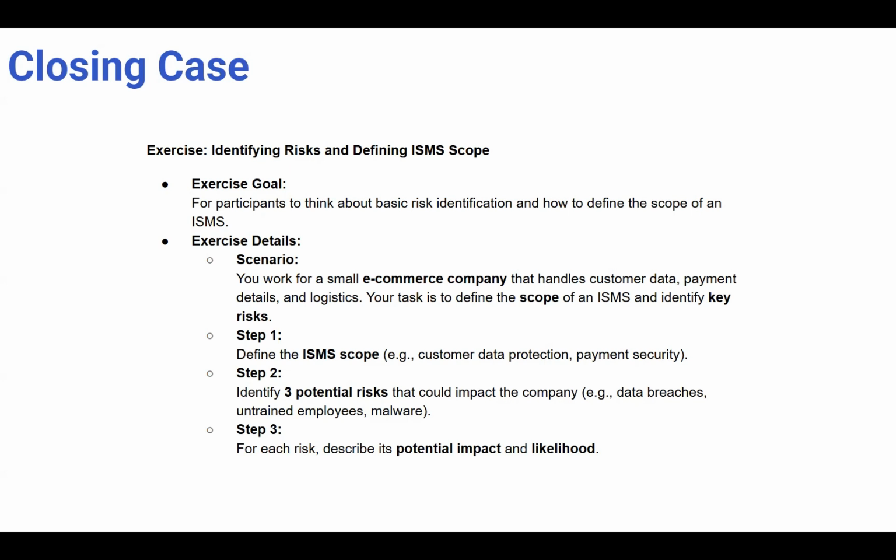So you work for a small e-commerce organization that handles customer data, payment details, logistics. Please define the scope of your ISMS and identify key risks. So for the first step, what is the ISMS scope? What does it cover? Just customer data protection, just payment security. Step two, what are the potential risks that could impact your company?